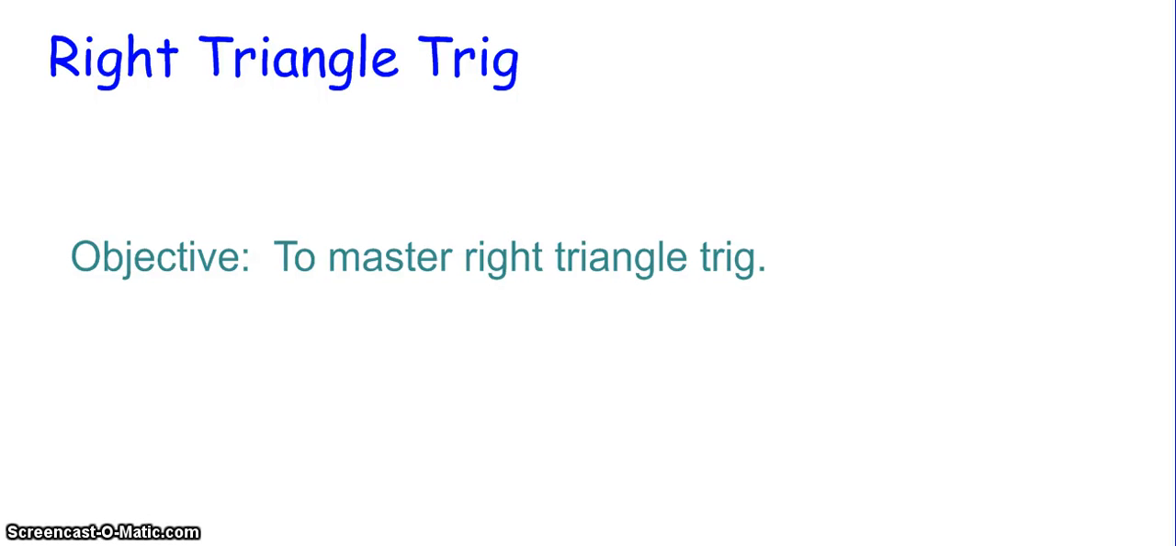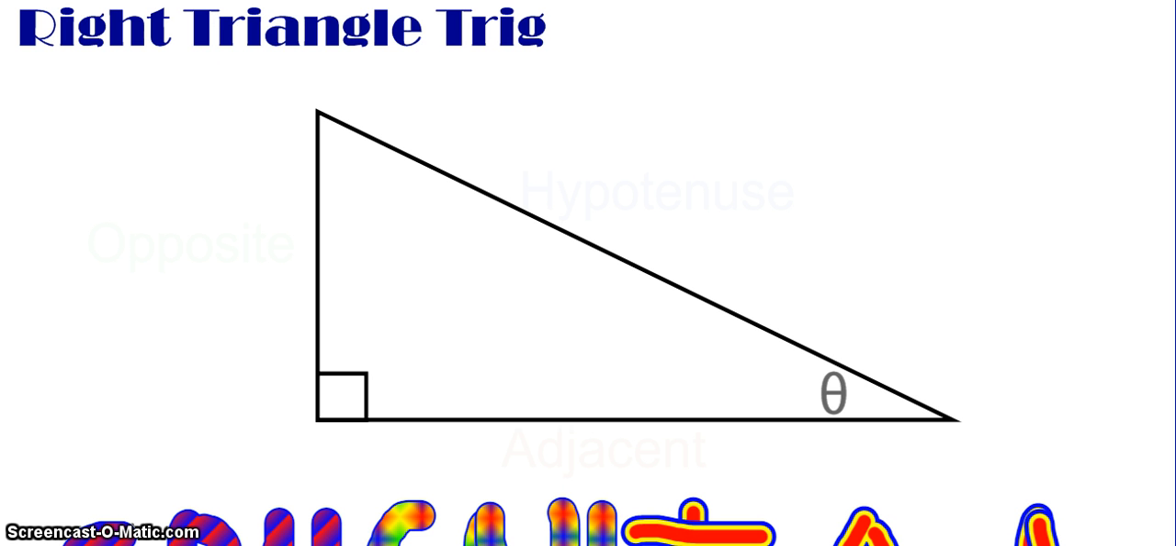Alright, moving on to right triangle trig. Don't worry, there is not a left triangle trig. You get it? This is like right and left. Yeah. Alright.